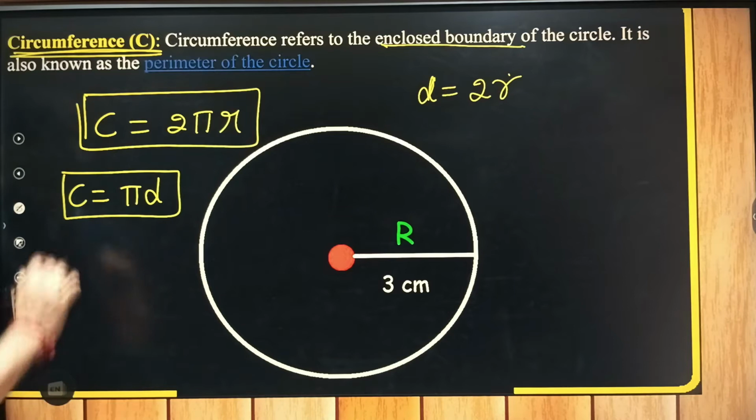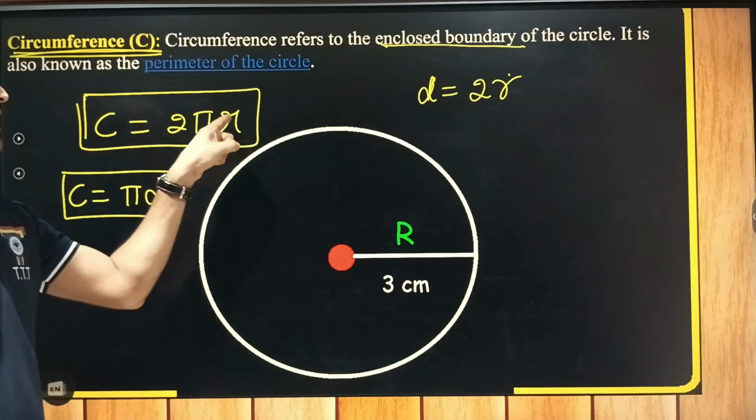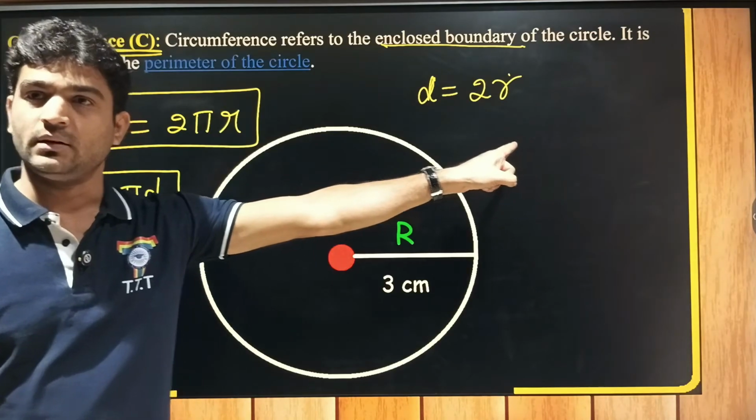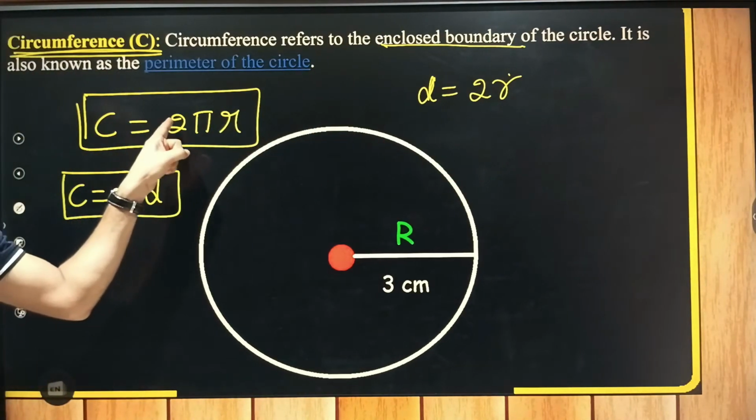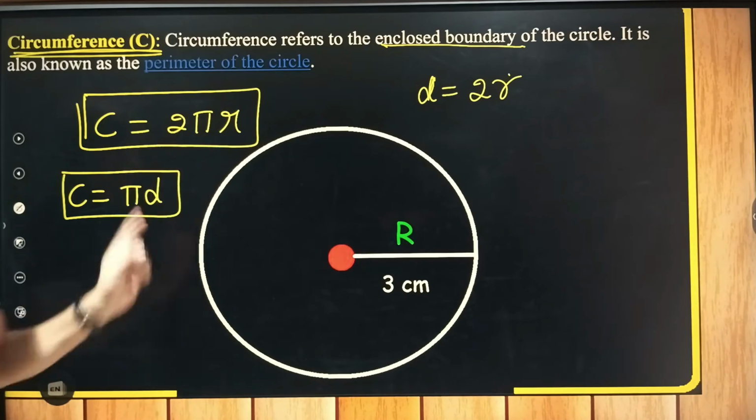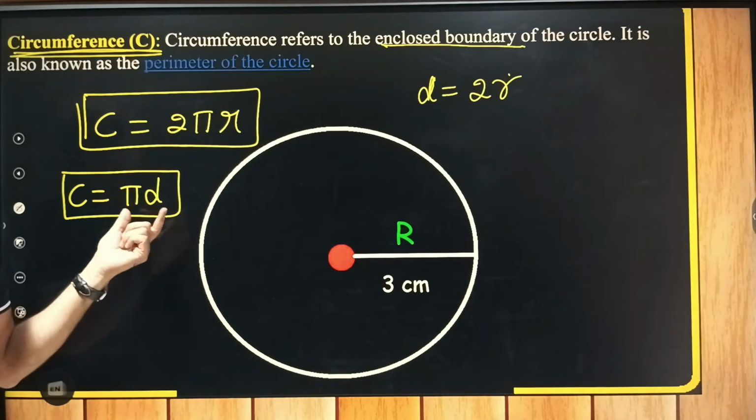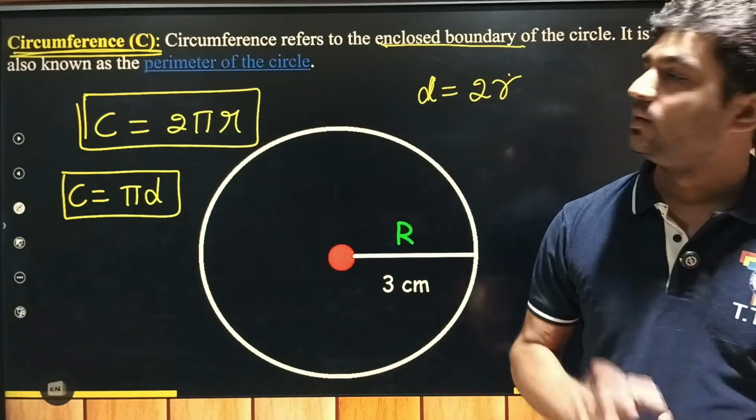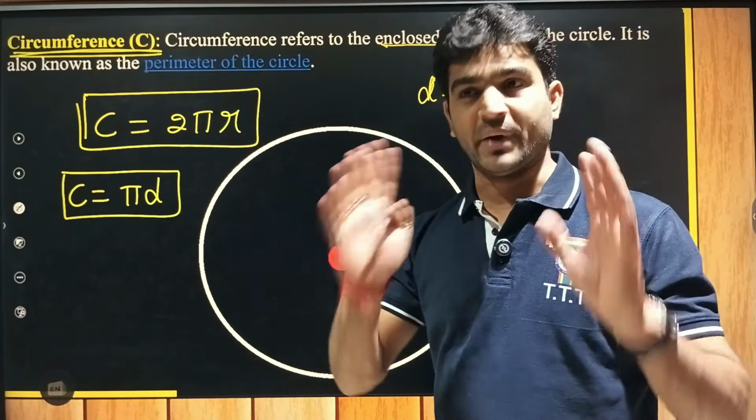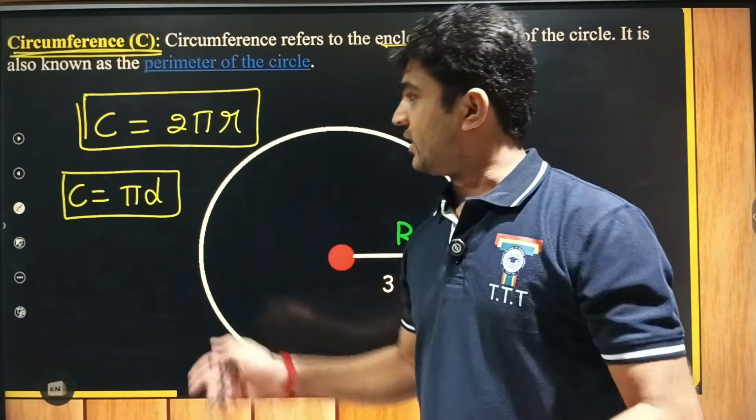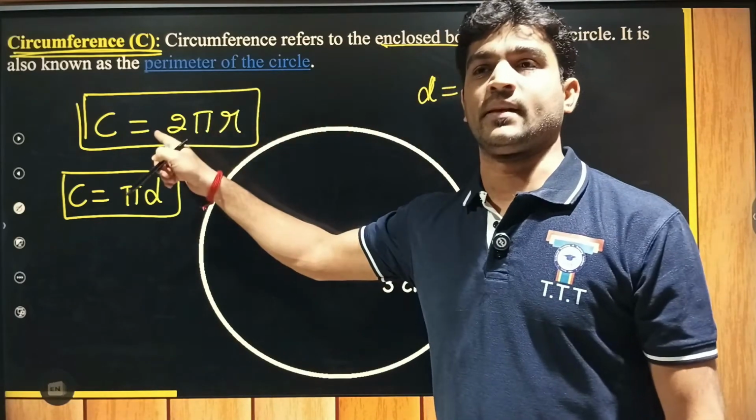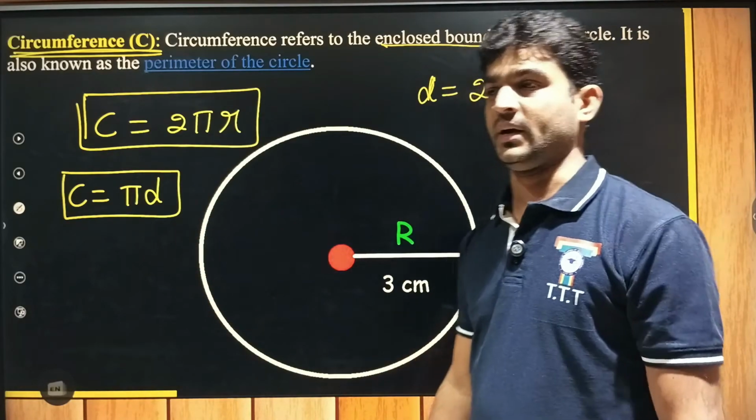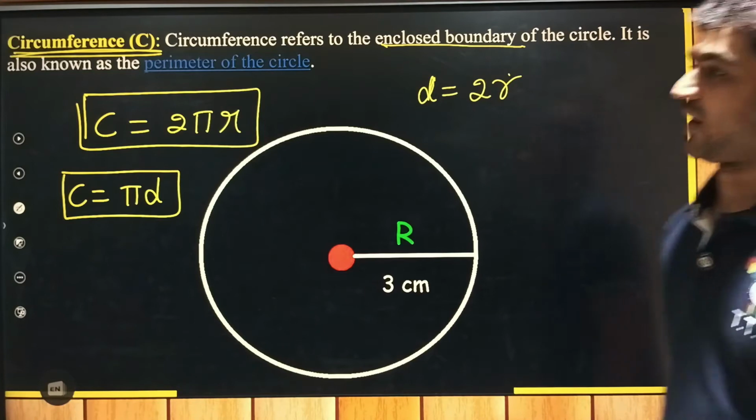Why, sir, pi into d? Why? 2 into r is nothing but d. You can observe here, 2 into r is nothing but d. So the reason is, instead of 2 into r, I have written d, and pi stays the same. So pi d refers to the circumference of the circle. With respect to radius, it is 2 pi r. With respect to diameter, it is pi d. Okay. So this is circumference.